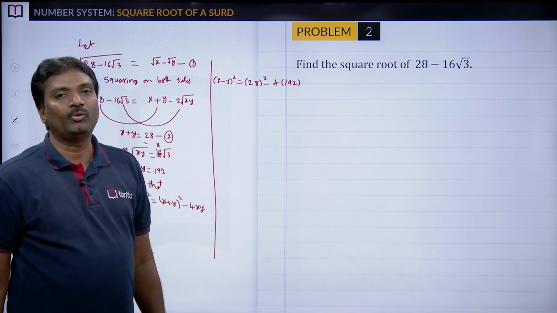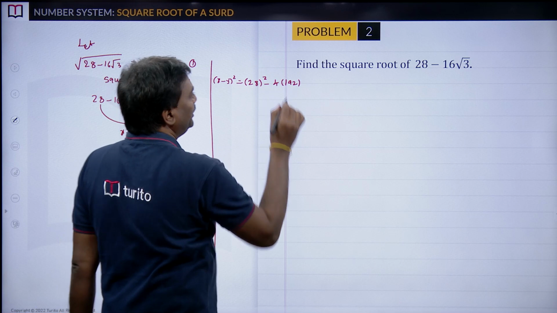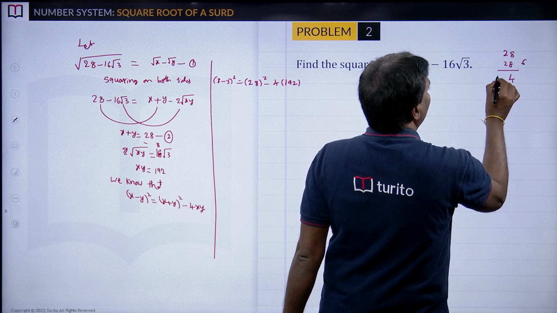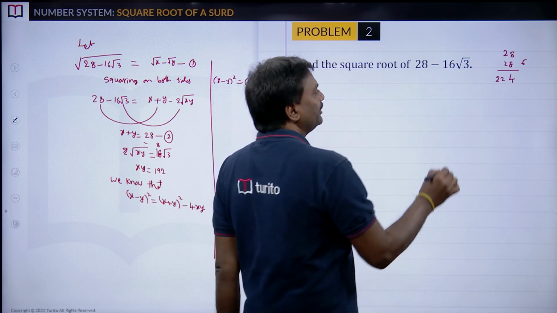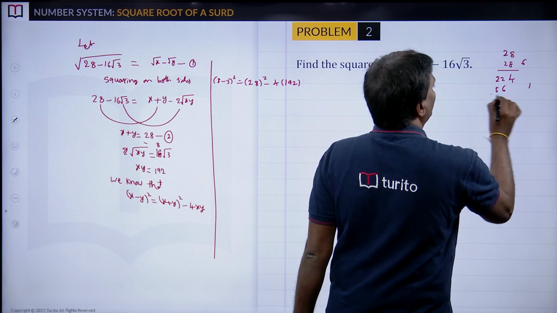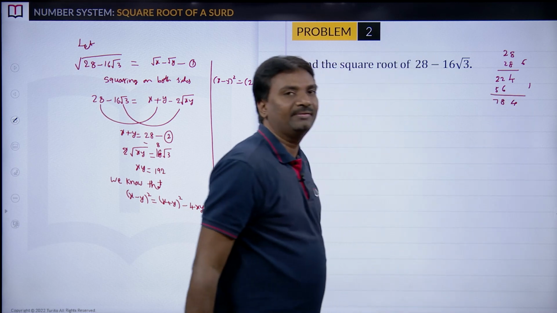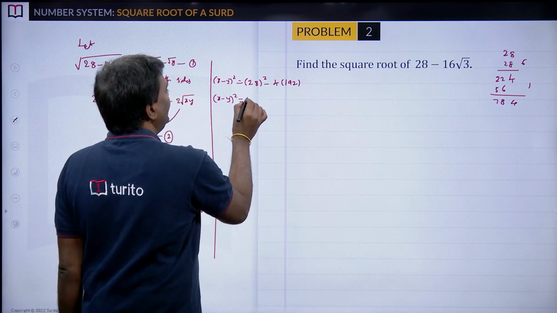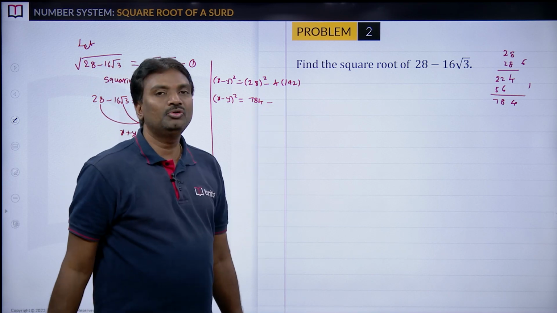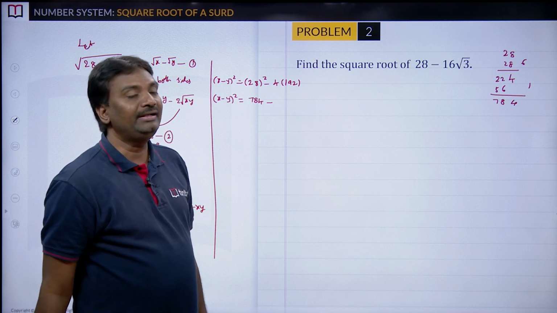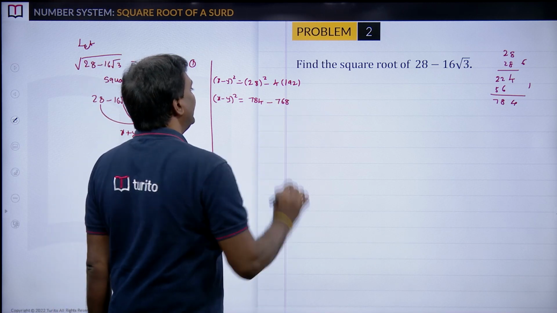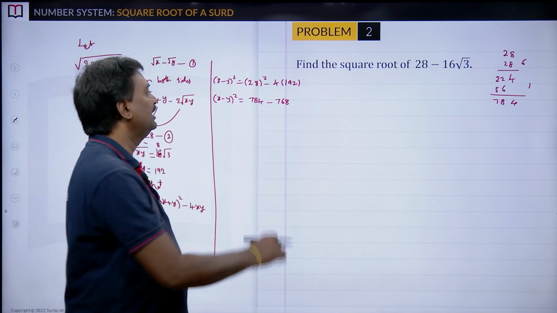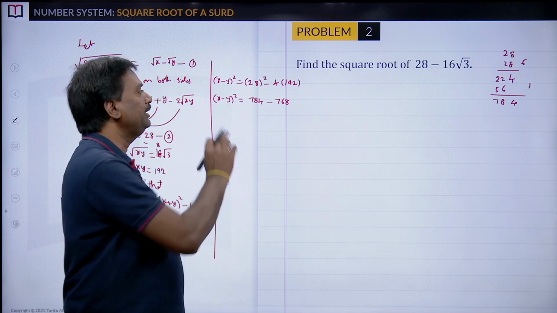Now 28 whole square means 28 into 28. By simplifying, 8 eights are 64, 8 twos are 16 plus 6 is 22, and so on, and we get 784. So x minus y whole square equals 784 minus 4 into 192. 4 into 192 is 768. So 784 minus 768 gives the value of x minus y whole square.